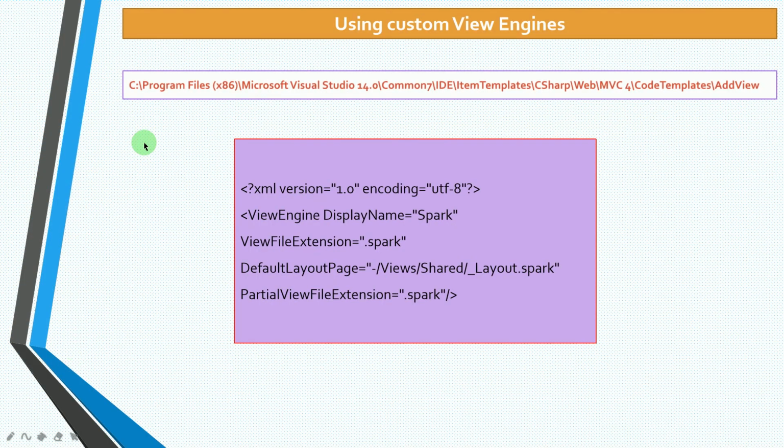After installing, we will go to this place, C Program Files, Microsoft Visual Studio 14.0, because I am using Visual Studio 2015. If you use Visual Studio 2012, then you will use Microsoft Visual Studio 11.0. Then go to Common7, IDE, ItemTemplates, CSharp, Web, MVC4, Templates, AddView. Inside of AddView, you will add one Spark folder, and inside of that you will add an XML file. How to do that?